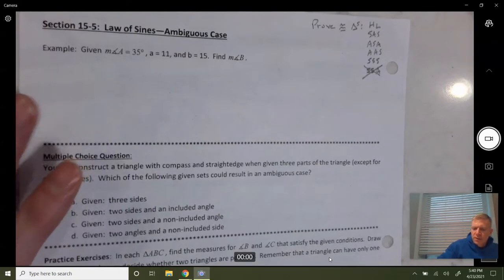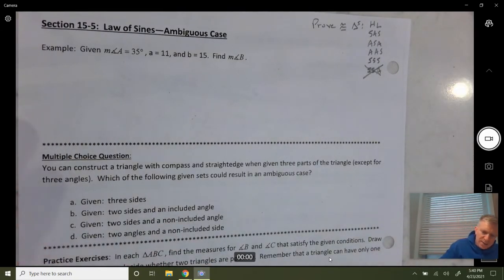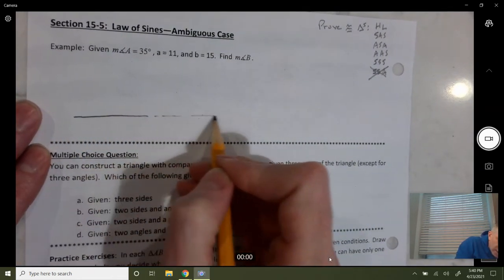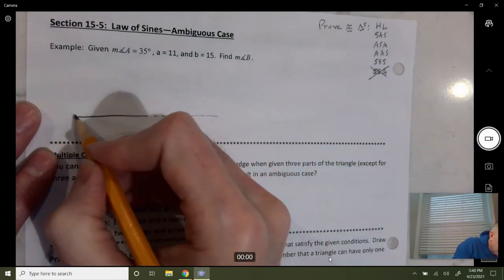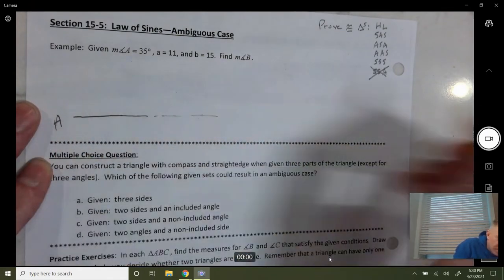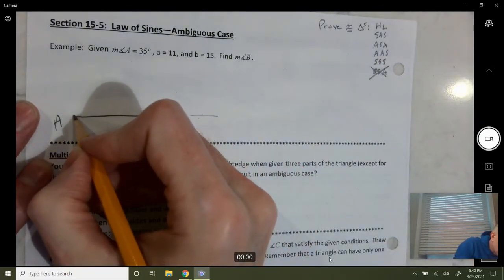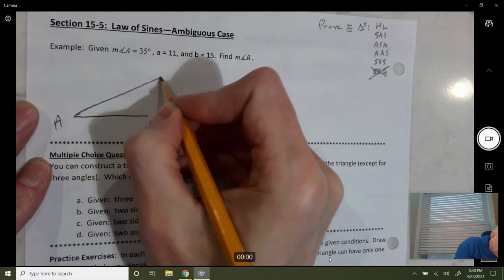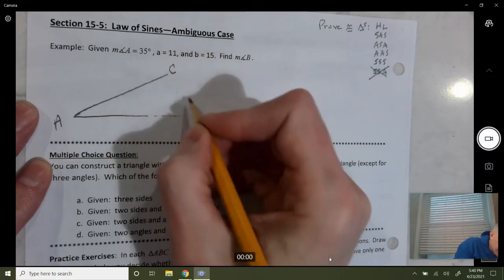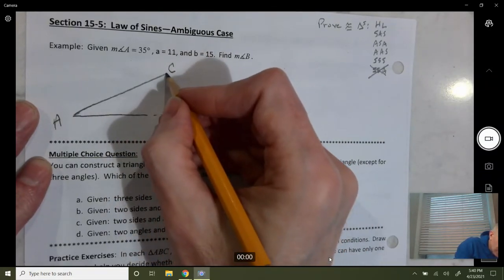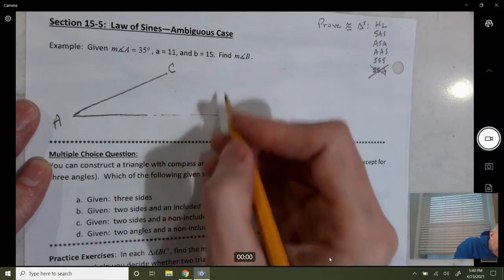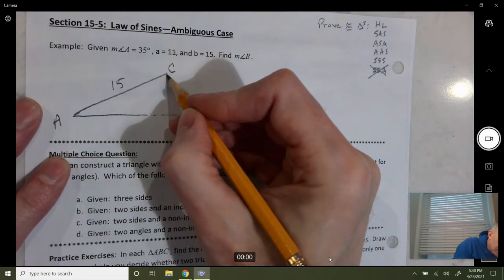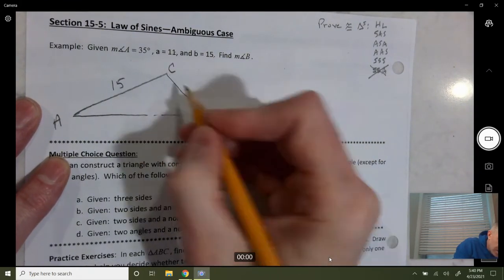Here we're going to talk about why it didn't work. I'm going to draw this in a very specific way to demonstrate. I'm going to draw a side here, and I don't know how long it is. But I do know this angle, angle A, and it's 35 degrees. Let's draw that to scale. Let's make this up here C. If this is side B, this would be 15. And this side, 11, is going to be a little shorter than 15.